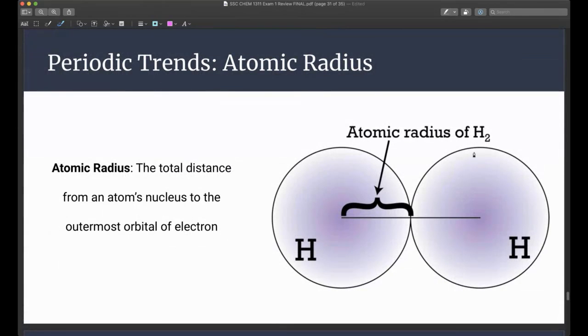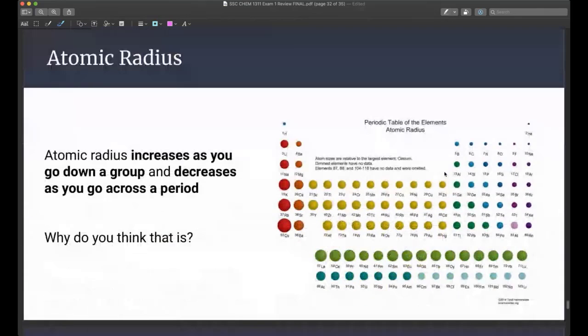So we're going to briefly cover some periodic trends, starting with atomic radius, which is defined as the total distance from an atom's nucleus to the outermost orbital of an electron. Here is a visual representation of the atomic radius across the periodic table. The atomic radius increases as you go down a group, but decreases as you go across a period. So it increases from top to bottom, but decreases from left to right.